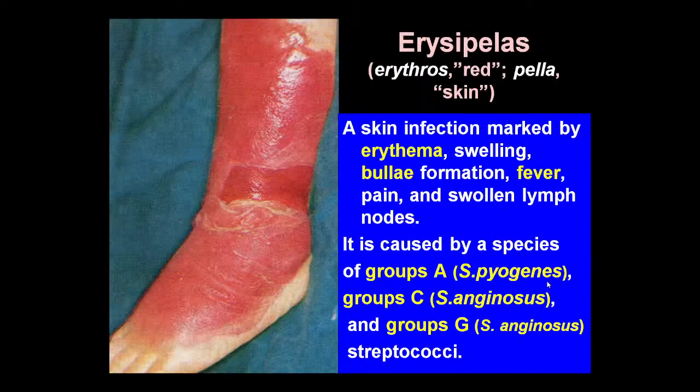Then this is called erysipelas, from erythros, red, and pella, skin. This is a skin infection marked by very severe erythema, swelling, bullous formation, fever, pain, and swollen lymph nodes. It is caused again by group A Streptococcus, and group C Streptococcus anginosus and group G Streptococcus anginosus.